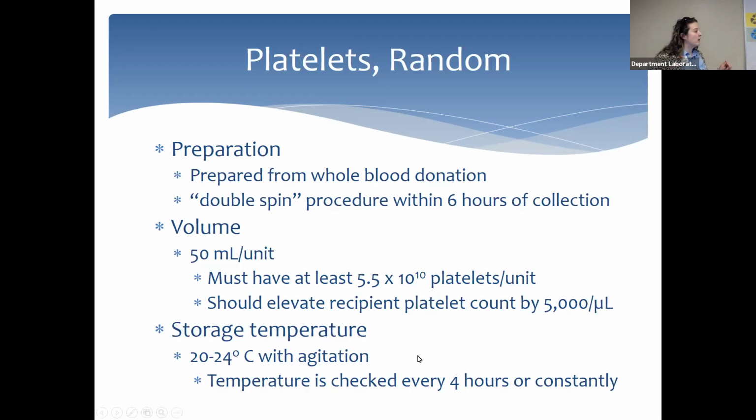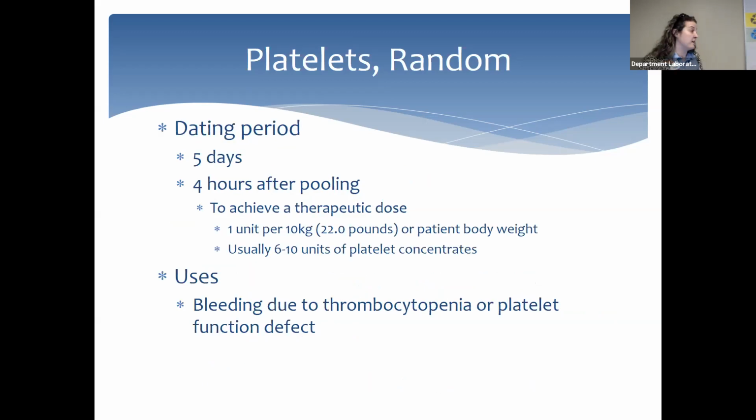Platelets are stored at room temperature, 20 to 24 degrees, with constant agitation. When we go to blood bank, I'll show you what that looks like. It's like a little cabinet. The door is open, it's kept at room temperature, and the shelves constantly agitate. The platelets just lay flat on the shelves, kind of like drawers that pull out. That's how your platelets are stored. Your expiration time is 5 days from the date of collection.